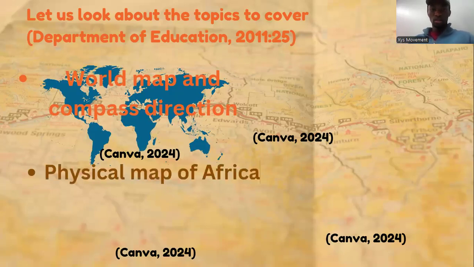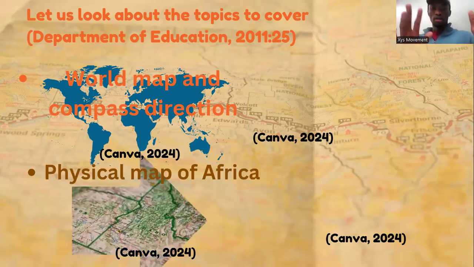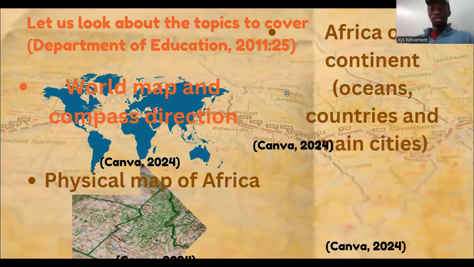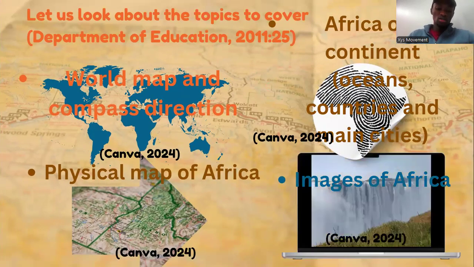Secondly, we're going to talk about the physical map of Africa, where we are going to show how Africa looks and some of the physical features of Africa. And thirdly, we will cover Africa, our continent, when it comes to oceans, countries, and other main cities like capitals and all of that. And we're going to see some images of South Africa, like landscapes and some of the famous places that you would find in Africa.